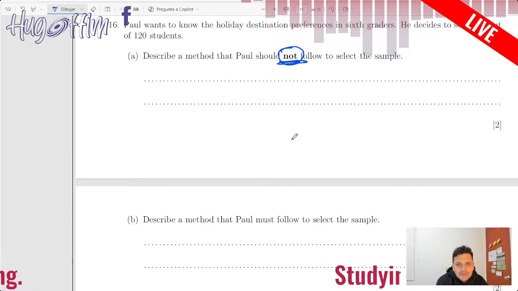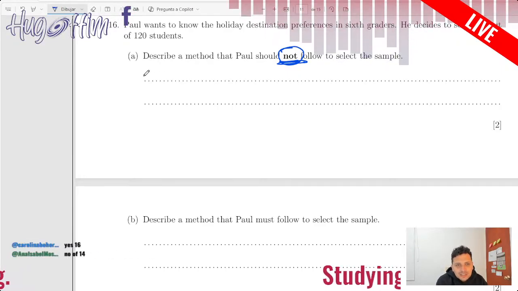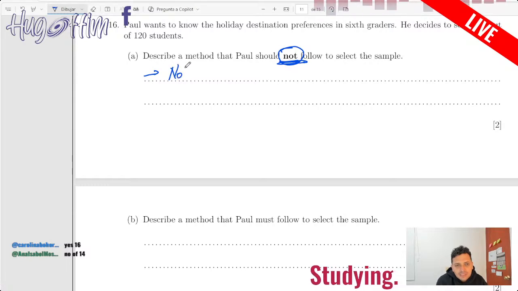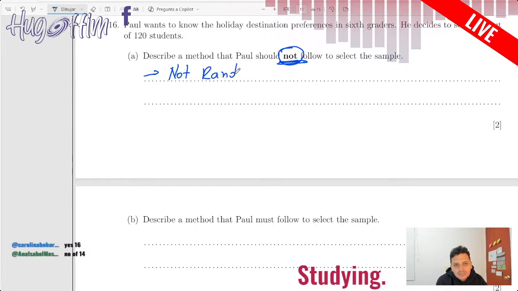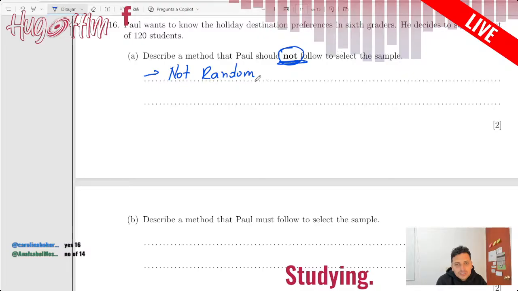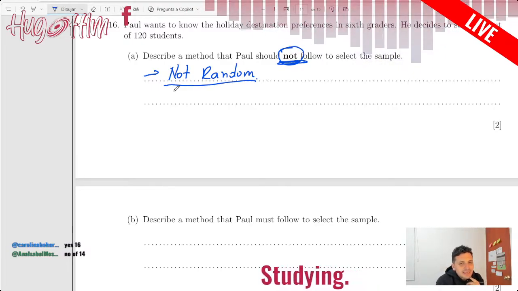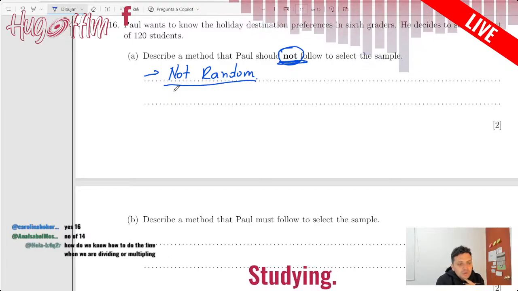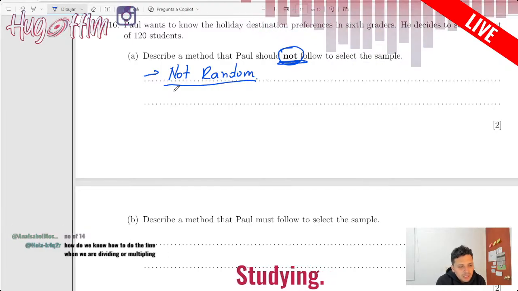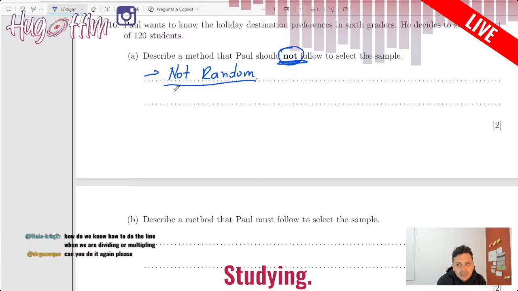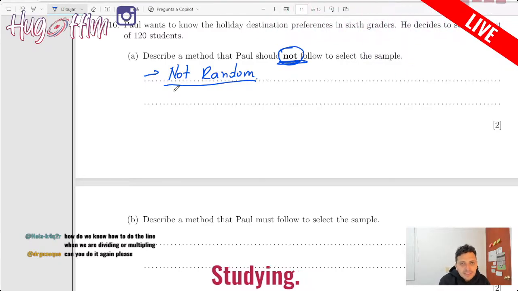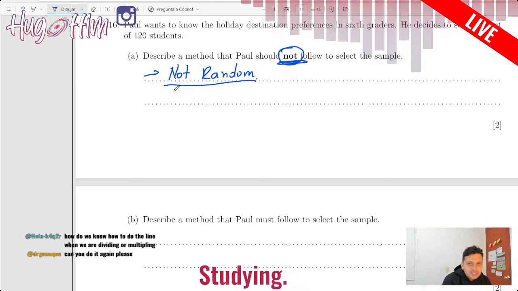Any method that is not random is not going to be good to select the sample. That's the idea. So if you're going to work on 14C, I already answered 14C. Go back 5 minutes and you will see the answer of 14C.